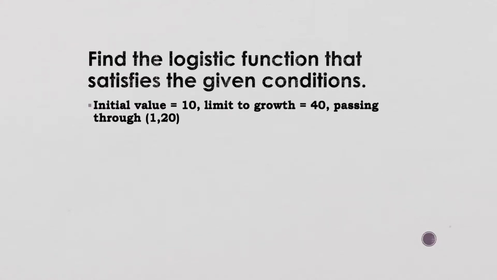Now, the first thing we need to understand is how to find the logistic function that satisfies the given conditions. A lot of this lesson today is going to have to do with solving equations and manipulating variables, learning how to work problems forwards and backwards. So we have our initial value, which is 10. That's kind of like our A. We have our limit to growth, which is 40. That would be our C.